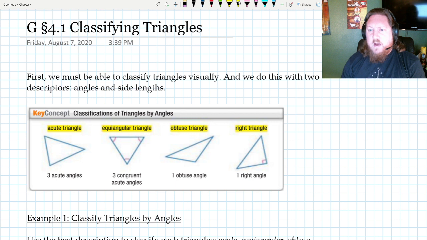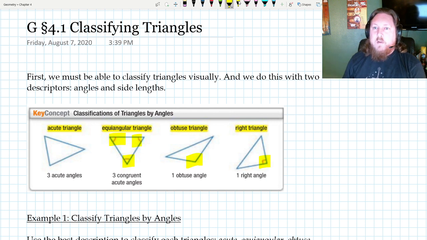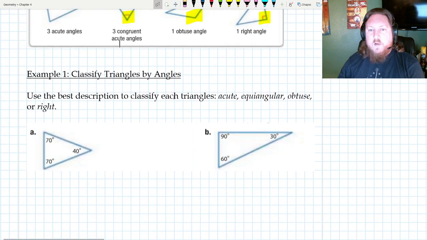We also have obtuse, where it has one obtuse angle in it. The other two angles are going to end up being acute. And equiangular, of course, all three of the angles are the same exact value. And acute triangles, all three of the angles are less than 90. So those are the four classifications when it comes to angles in triangles.